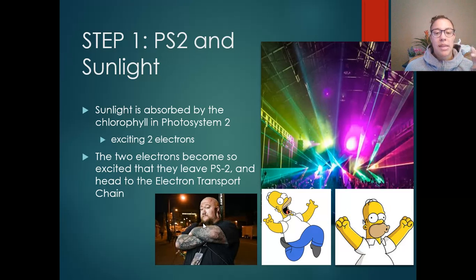The bouncer comes and says, hey, you have to get out of here. You have a lot of energy that is needed elsewhere. So the bouncer bounces them out. And those two electrons are excited, and they're going to leave and go through the electron transport chain, the ETC.